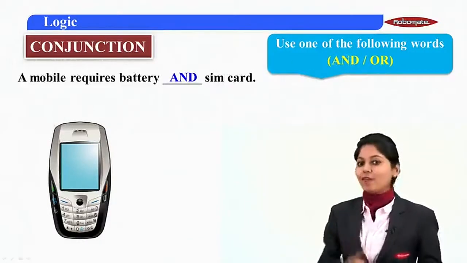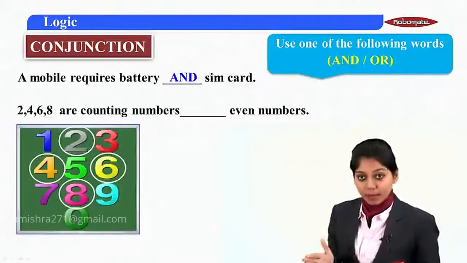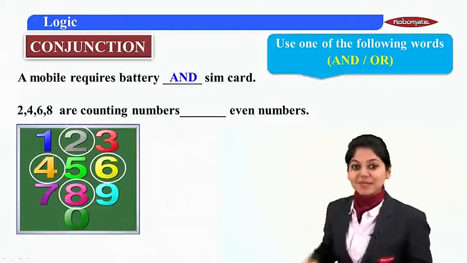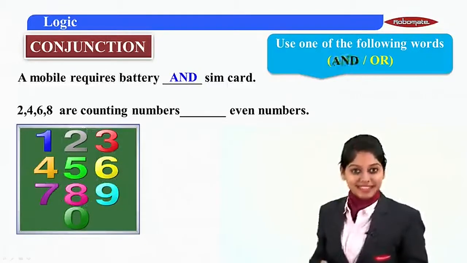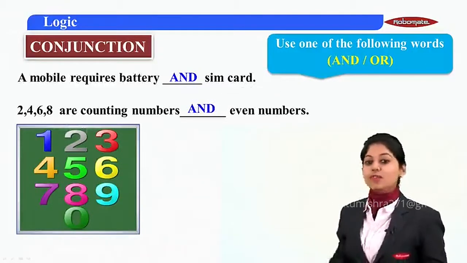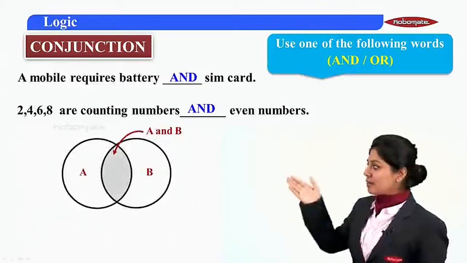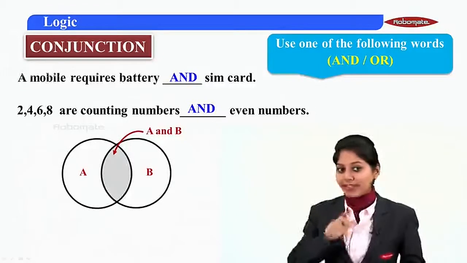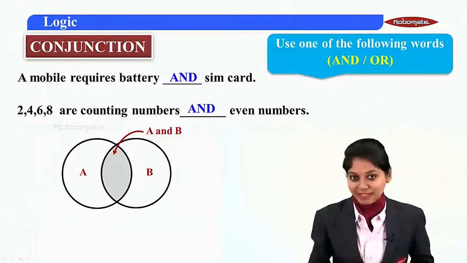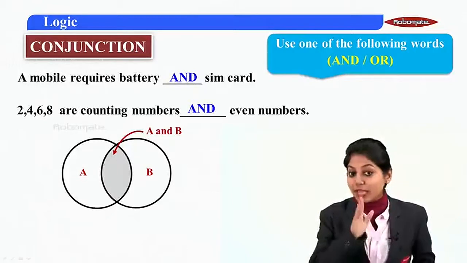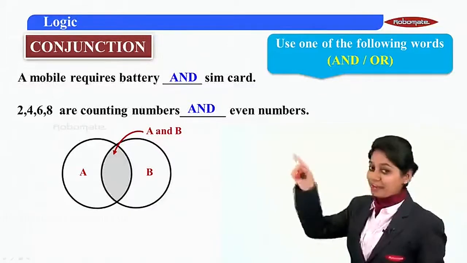Yes. Now we'll move to another example. 2, 4, 6, 8 are counting numbers as well as even numbers, and that simply says the first word which strikes in your mind is "and". Yes, you will try to fill that blank space with the word "and". Now class, the next example is a Venn diagram in front of you, and in that Venn diagram the shaded portion is of A and B. That means elements of A and B both are present in that region, and therefore the statement for that region will be A and B.